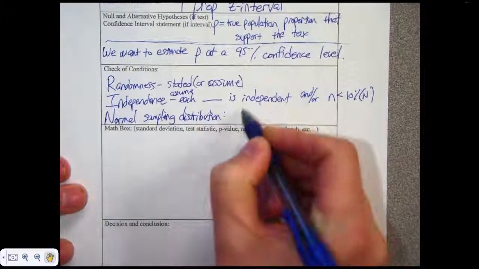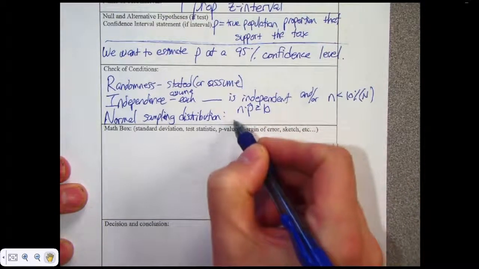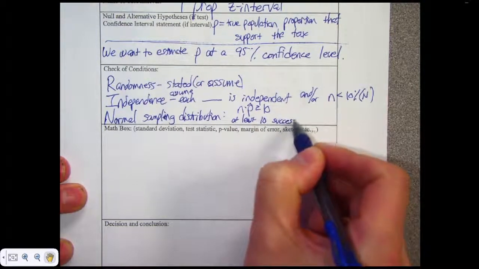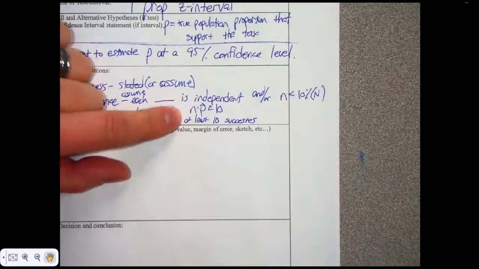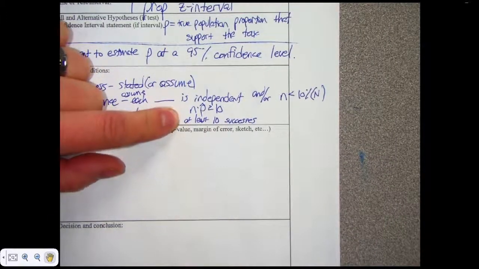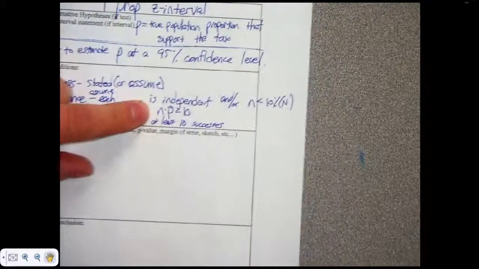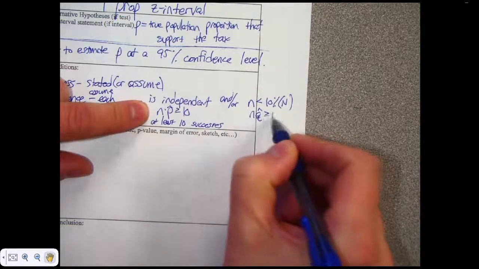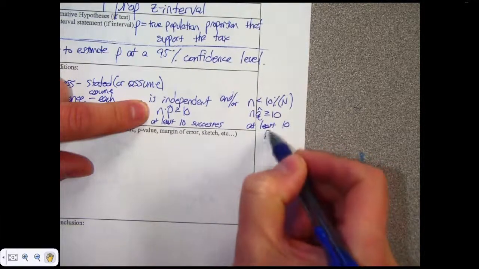And you need N times P hat to be greater than or equal to 10, which is the same as at least 10 successes. So those are the same. You just need one of those. It's the same idea, just phrased one in words and one in a math formula. And then you need the same thing for Q. So N times Q hat has to be greater than or equal to 10, or you need at least 10 failures.